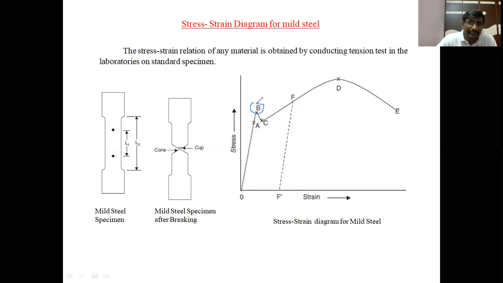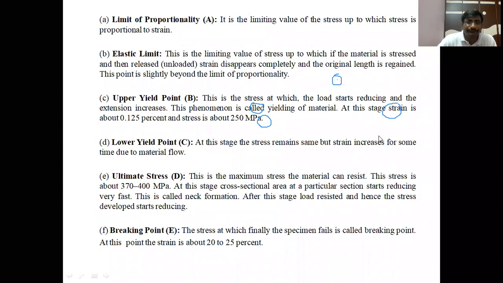The point B is called the upper yield point. Point C is called the lower yield point. Yielding means the material flows. The point D is called the ultimate point, where maximum stress occurs, and the point E is called the breaking point or failure point. These are represented in the following slide.